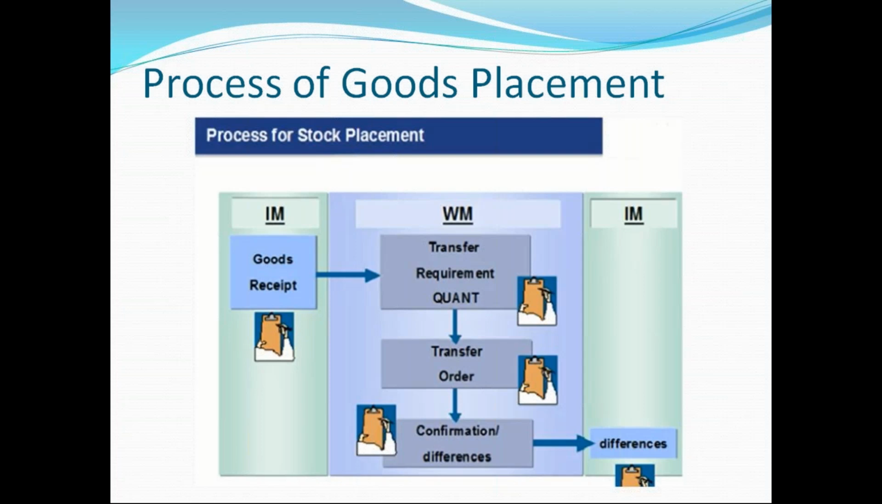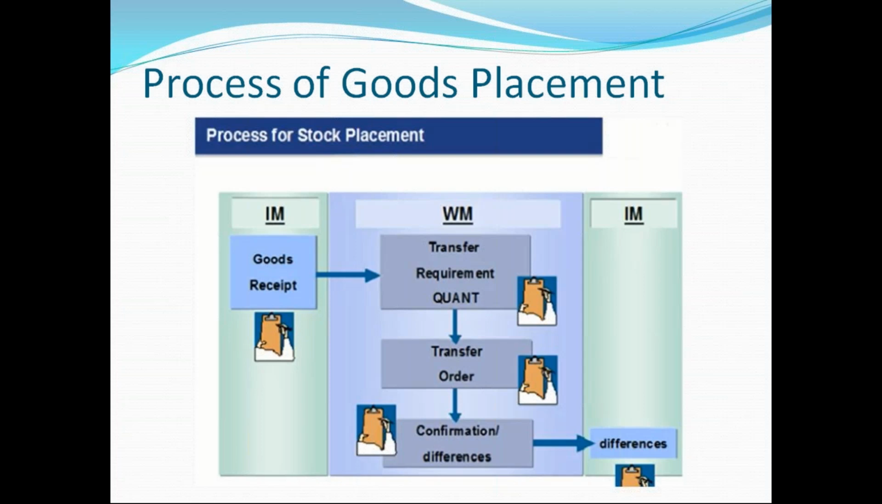Process of goods placement in the WM. In the IM, we'll be doing the goods receipt using the transaction code MIGO with the movement type 101. That is a goods receipt with respect to a purchase order. So the goods receipt happens and the material is available in the goods receipt area, that is nothing but the interim area. So it is present in the bin in the interim area, and the count is generated as it is a WM managed bin.